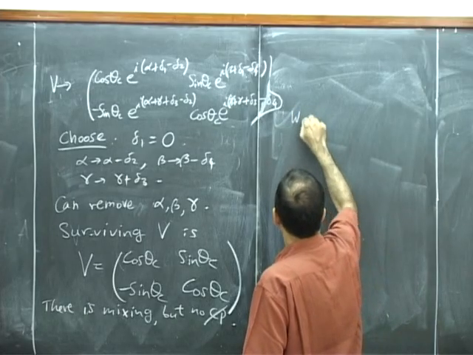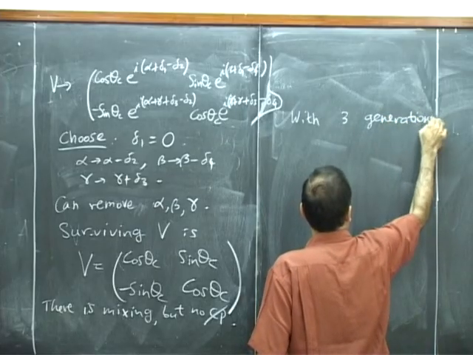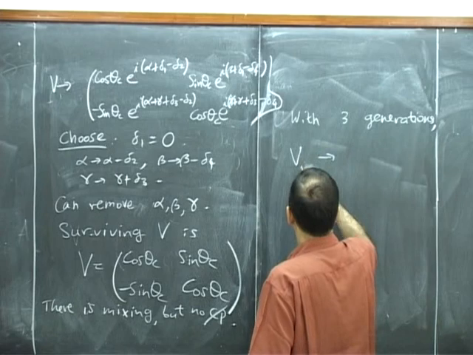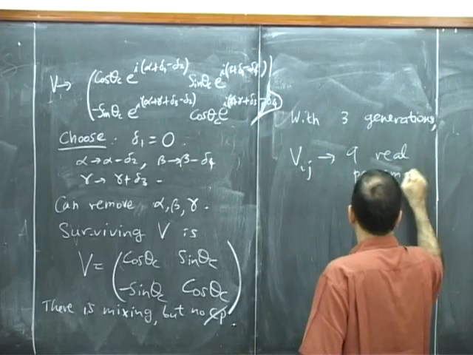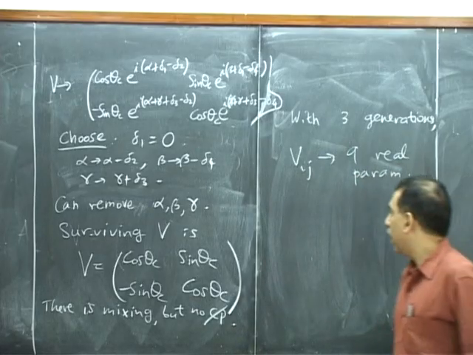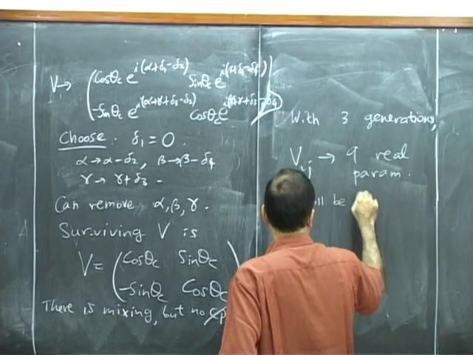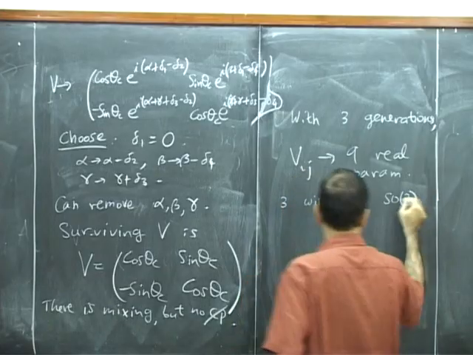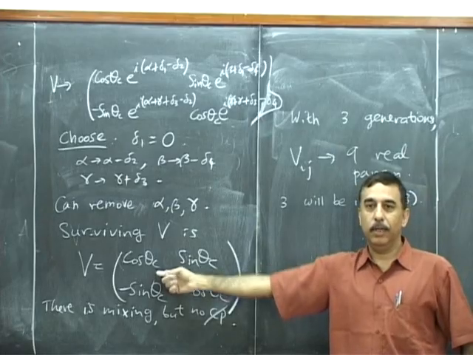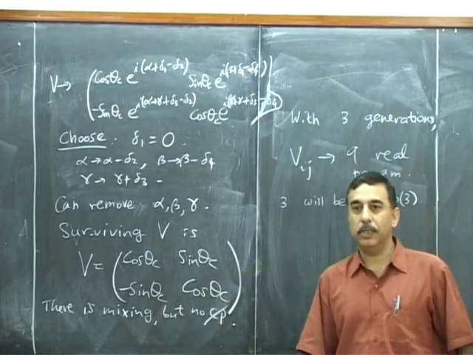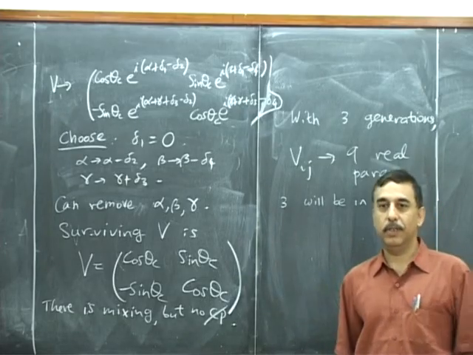So with the 3 by 3 generations, V, the unitary 3 by 3 matrix, has 9 real parameters. Now, out of these, 3 will be in SO3, and those will be the 3 analogues of the Cabibbo angle. There will be the 3 parameter SO3 rotation between the down quark, the strange quark, and the bottom quark, the lower components of the 3 generations.